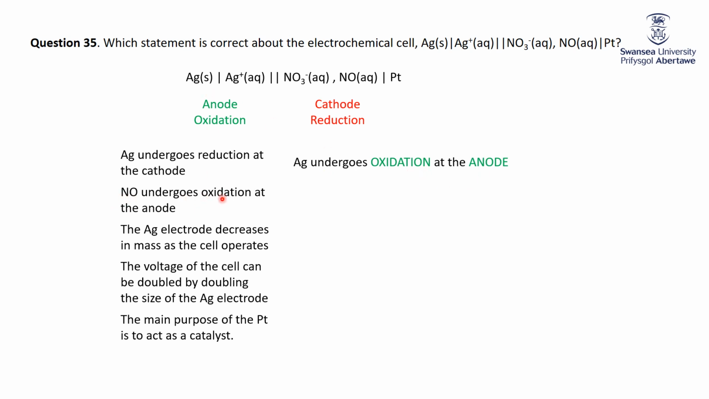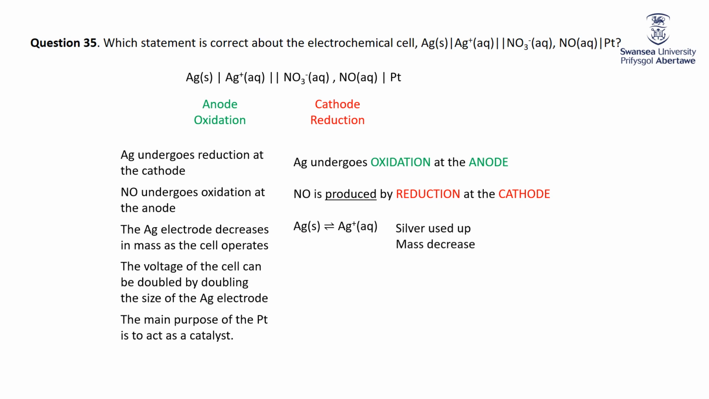Does NO undergo oxidation at the cathode? Well, first of all, NO is associated with the cathode, and it's the product of the reduction. So NO is produced by reduction at the cathode. Silver electrode decreases in mass as the cell operates. Well, the half equation is silver going to silver 2+. So therefore, we're actually using up the silver, so the mass would decrease. So that actually looks pretty good and positive and correct.